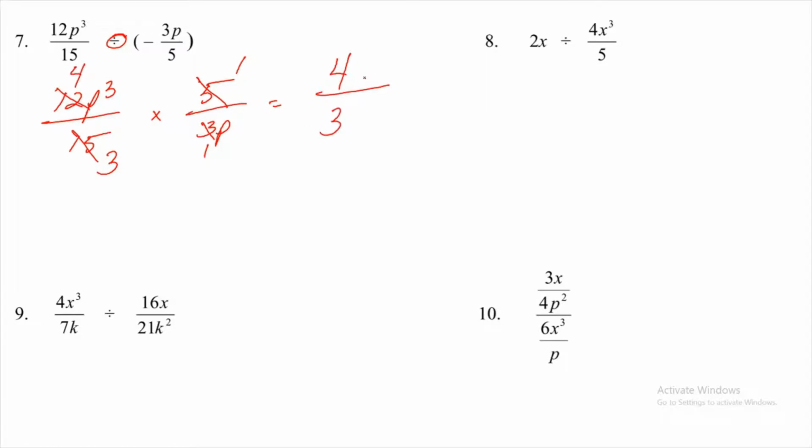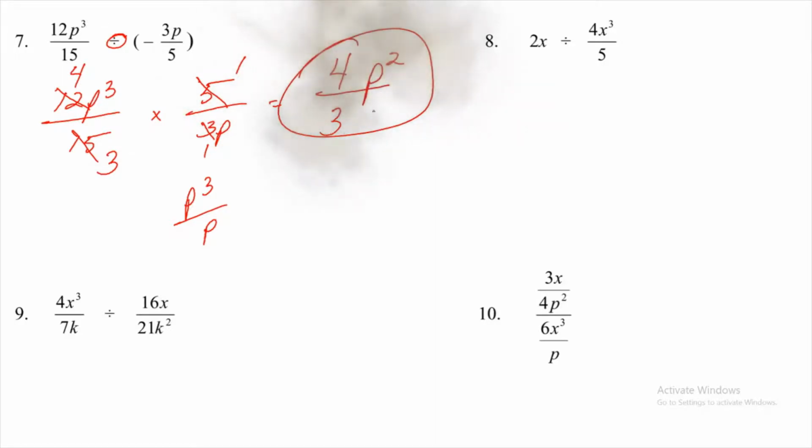Okay, and I've got 3 p's on top, right? And 1 p on the bottom. So where do I have more p's? On the top, how many more? 2. So I wind up getting 4/3 p to the second.